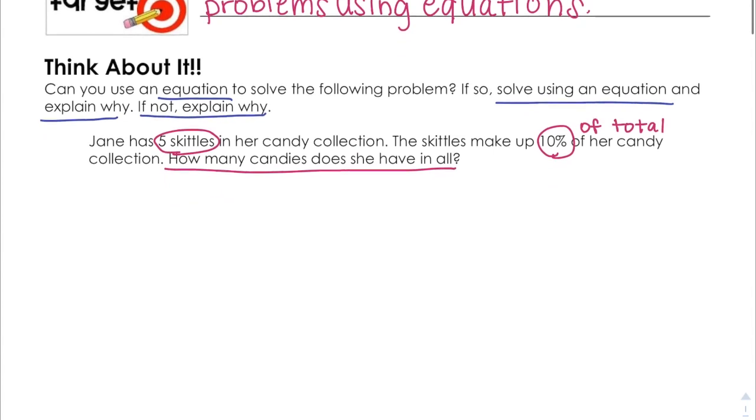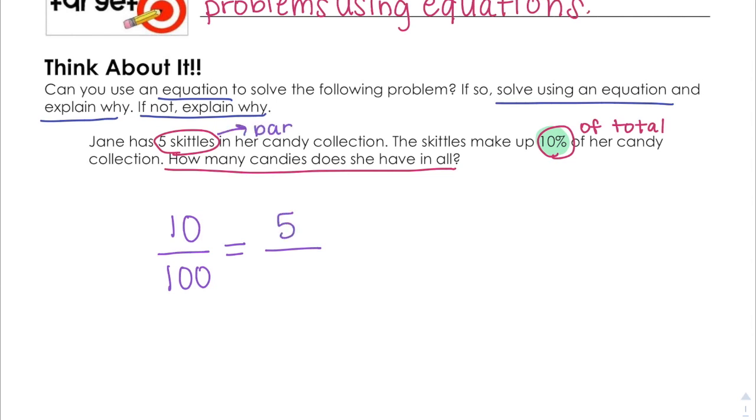All right, so let's go ahead and get started. The first thing we need to do is represent our percentage as a fraction. So in order to do that, we put the number that's the percent, so 10, and we always put it over our denominator of 100. Okay, and we're going to set that equal to 5, because 5 is the part here. So 5 over x, which is the total. We don't know what that is. We're going to have to figure that out.